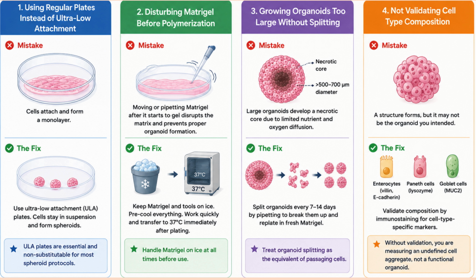Mistake 4. Not validating cell type composition. The fix. Just because a structure forms in matrigel does not mean it is the organoid you intended. Validate composition by immunostaining for cell type specific markers: enterocytes, villin, E-cadherin; Paneth cells, lysozyme; goblet cells, MUC2, for intestinal organoids. Without validation, you are measuring an undefined cell aggregate, not a functional organoid.